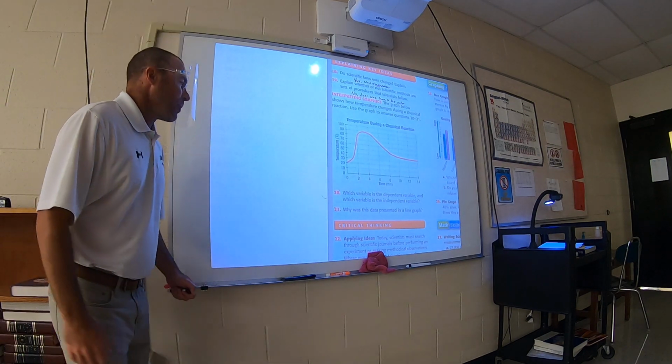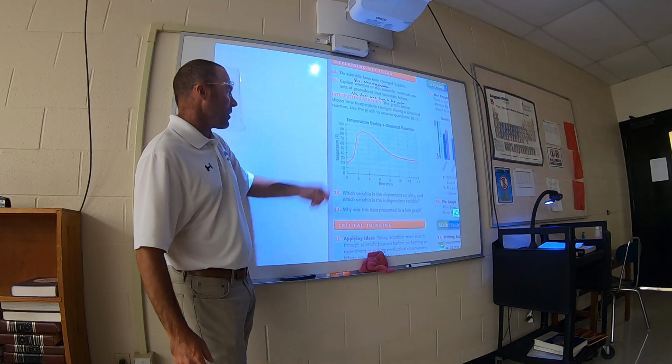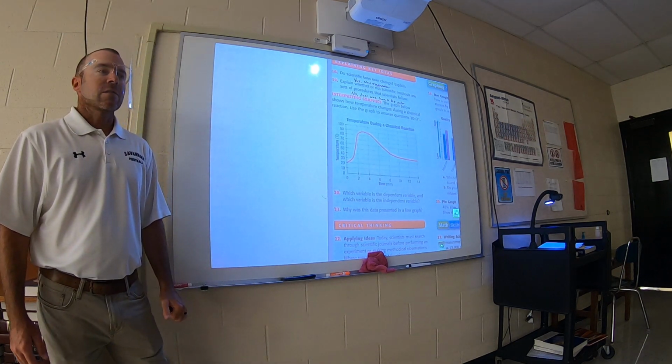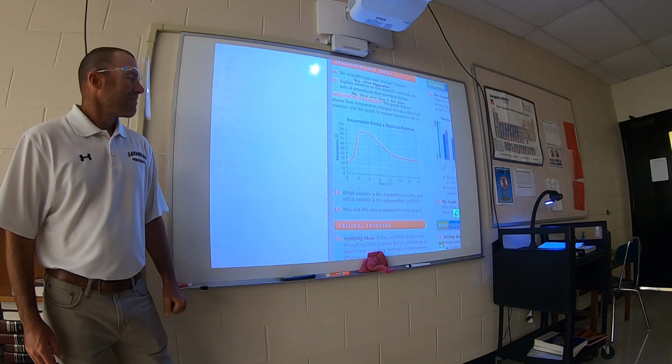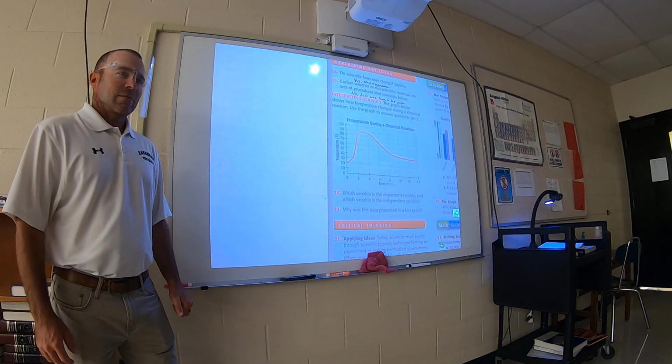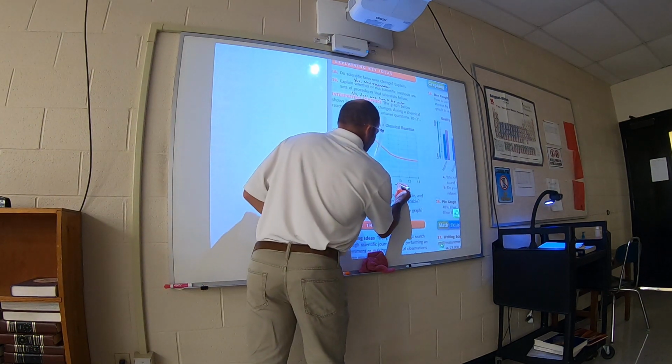Number 20, which variable is the independent variable on this graph and which is the dependent variable? Which is the independent variable? Any ideas? Dependent is which one? Temperature. Dependent is temperature, right. Okay, so I'm just going to put it up here. I'm going to say this is DV, this is IV.